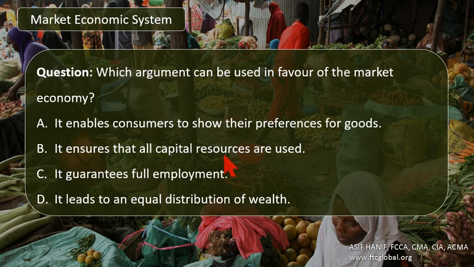Wrong. BCD are not the features of market economic system. They do not favor the market economic system. In fact, they do for planned economic system. It enables consumers to show their preferences for goods. Yes, consumer sovereignty. Consumer will get what he wants. That makes A to be the correct option.